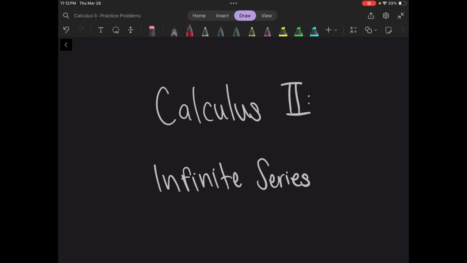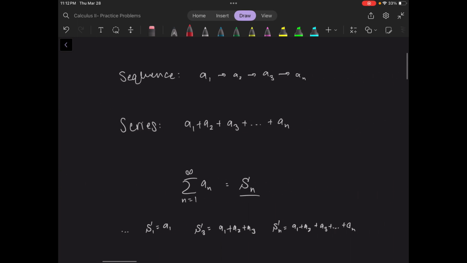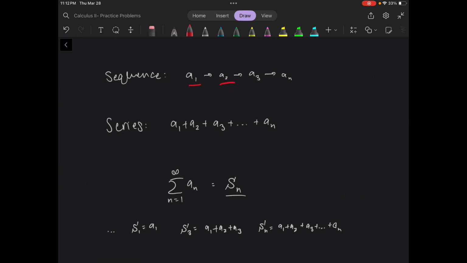Today we're doing some more Calculus 2 practice problems, and we're looking at infinite series. In the last video we looked at sequences, which have a first, second, third, and nth term. And all we're doing with series is adding up those terms. So this is what it looks like in sigma notation.